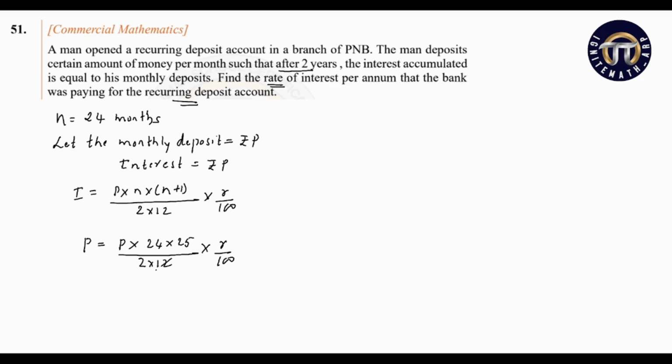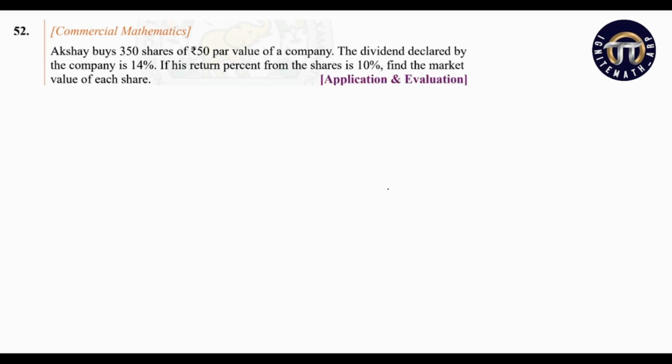So 2 into 12 is 24. This 24 will get cancelled with that, and p will also get cancelled. We'll be left with 1. If I take 100 to the other side, I get this one as 25 r is equal to 100. So r is equal to 100 divided by 25. r is equal to 4% per annum. So the rate of interest is 4%. Clear, children? So now let's move to the next question.